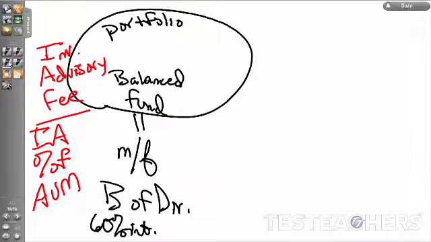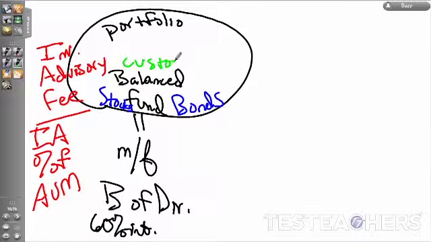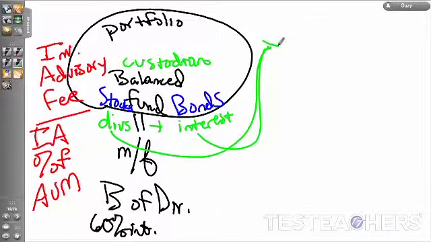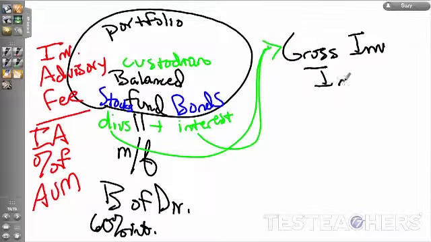In a balanced fund, we have some stocks and some bonds. Who safeguards the assets in the portfolio? The custodian. So all of these securities are registered to the custodian. Stocks pay at most quarterly dividends. Bonds pay semi-annual interest. The dividend income plus the interest income go together and make up what is called the gross investment income of the fund.